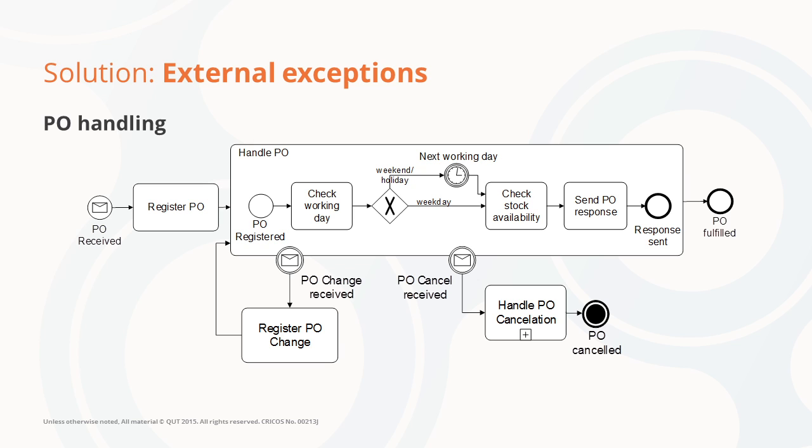One is purchase order change received, in which case the exception flow is nothing else than made up of registered purchase order change, and then we go back into the sub-process for handling purchase orders. So for the second exception, the purchase order cancellation, the intermediate catching message event leads to a sub-process handle purchase order cancellation, upon completion of which we have to terminate the process with a purchase order cancel to notify the reader that this is actually a negative outcome, and the whole handling of the purchase order will be stopped. There's no more work to be done in case of a cancellation.